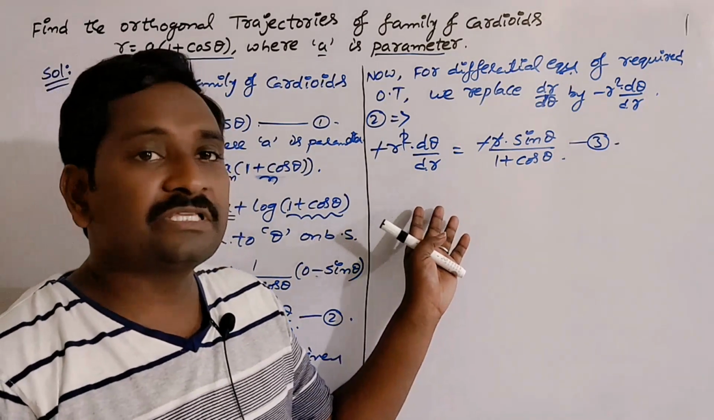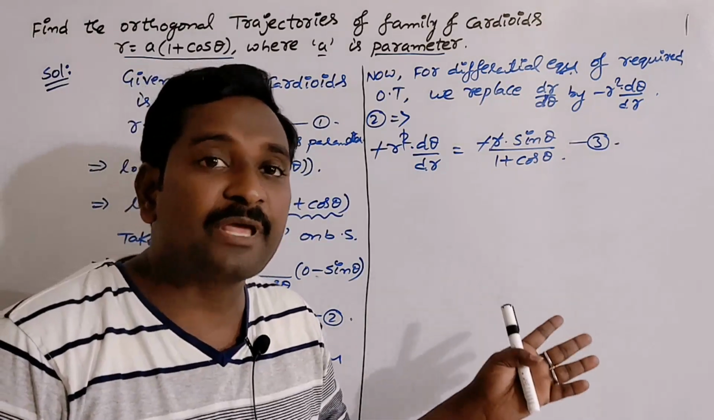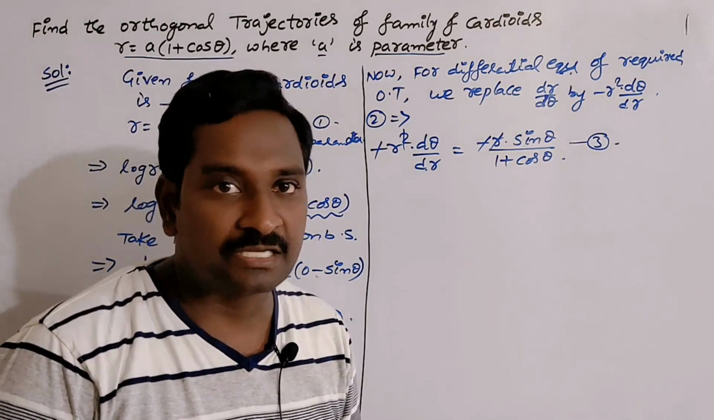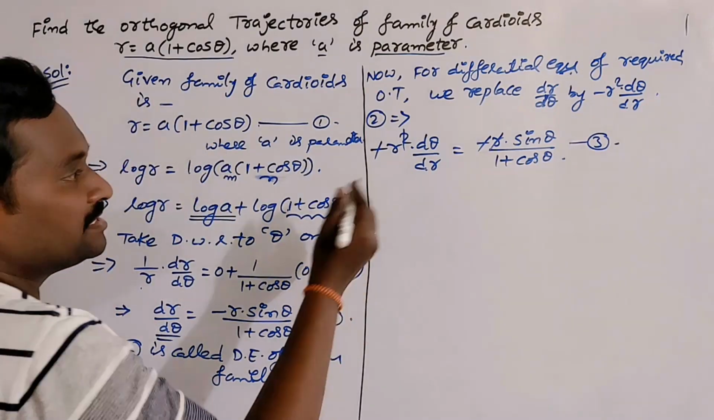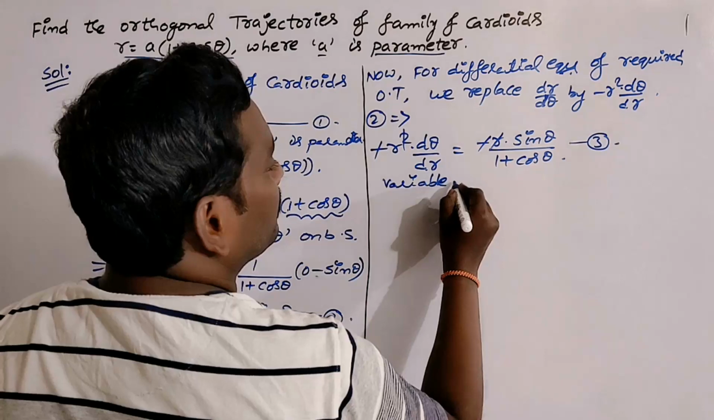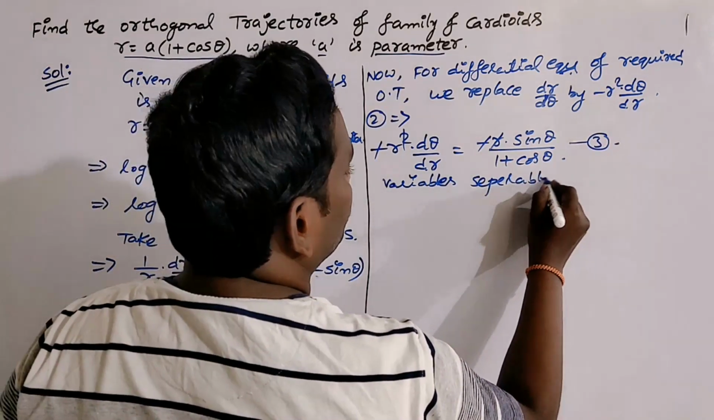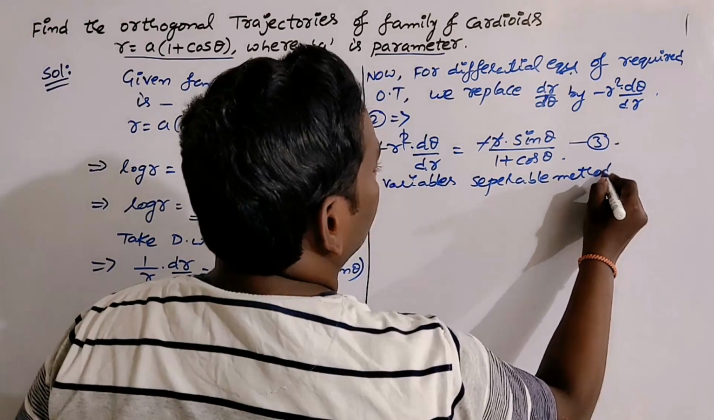So if we solve this equation, you will get a general solution. That general solution can be taken as the family of required orthogonal trajectories. Don't forget it. Now we can easily solve by variable separable. Okay, variables separable method. What is the variable separable method?